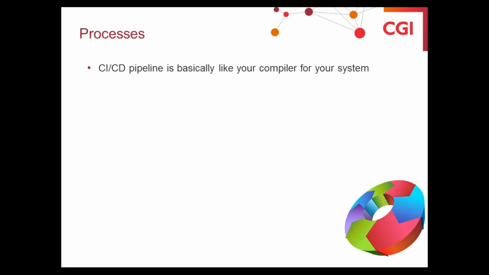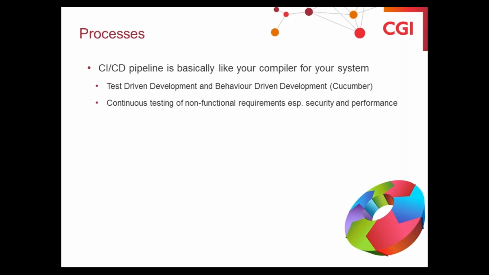So you have to invest in that, just as 20 years ago we were making sure you had a good compiler. You need to make sure your continuous integration, continuous deployment pipeline is working and people are going through it, and that you're monitoring it. Look at your test-driven development, your behavior-driven development. Again, personally, I think Cucumber is really good for this. Continuous testing of non-functional requirements, especially security and performance.